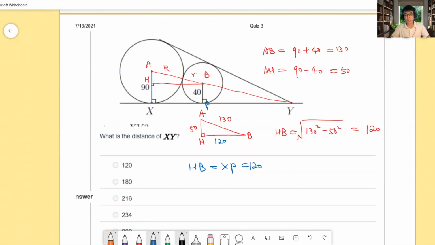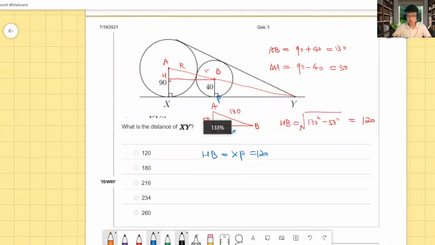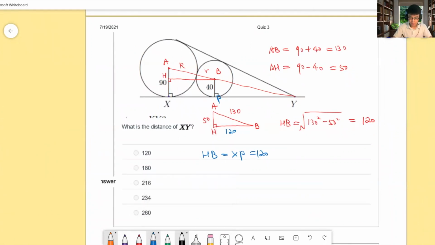In order to find XY, we'll also need PY. Now we use similar triangles. AHB is similar to triangle BPY. Because first, both of them are right triangles. And second, we know that these sides are parallel. Let me write angle AHB equals angle BPY. Both are 90 degrees.